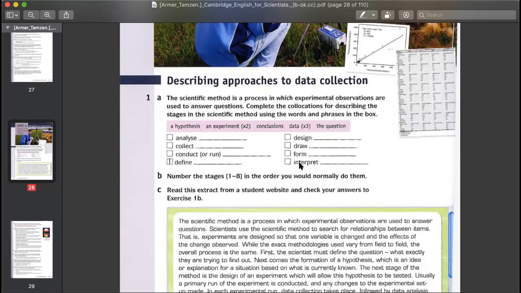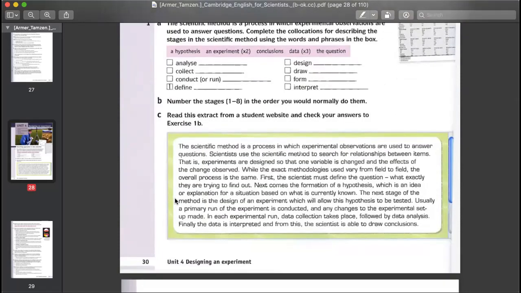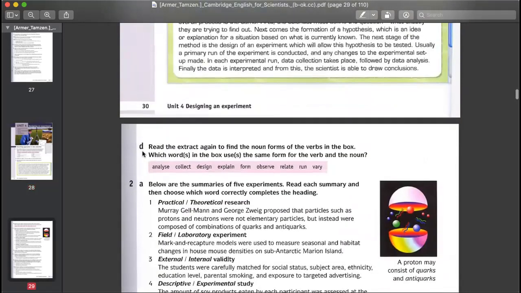And the last one will be draw conclusions. بطلع بالresult or the conclusion of the entire experiment. So this is a very important exercise in A and B. You would expect any kind of questions in your exams. We will go now to D in the following page.